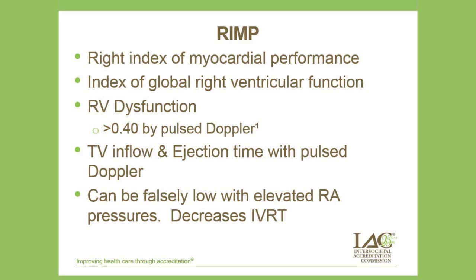RIMP is something that we really don't include in our right heart protocol, but I know some people may do this. So what you do to obtain this measurement is you just do tricuspid valve inflow and make sure that you spread your Doppler signal out both vertically and horizontally, and also do this with your right ventricular ejection time, and this would be done with pulse Doppler right on the tricuspid valve inflow and right in the right ventricular outflow tract. Remember, this can be falsely low with elevated right atrial pressures, which means there's a decrease in the isovolumic relaxation time.